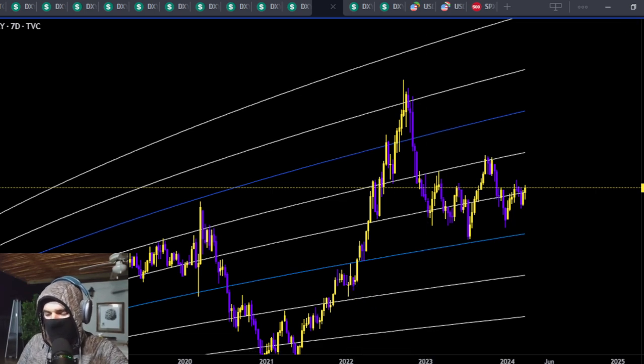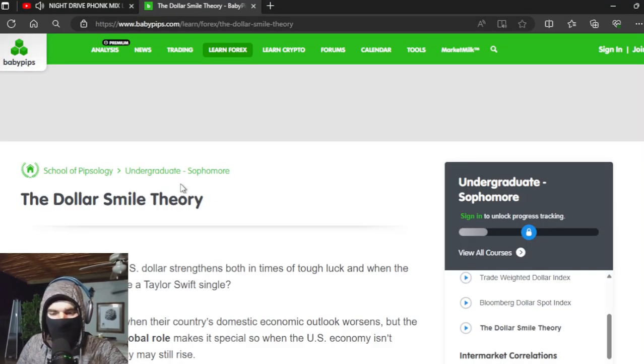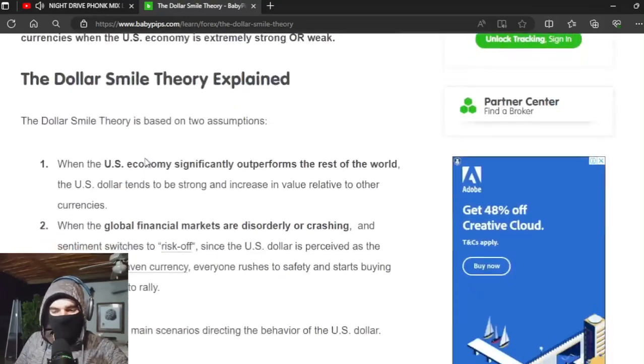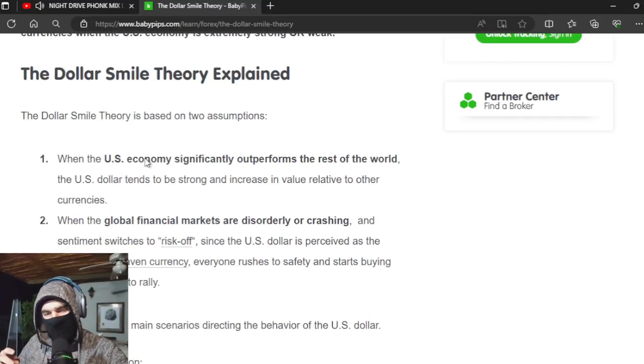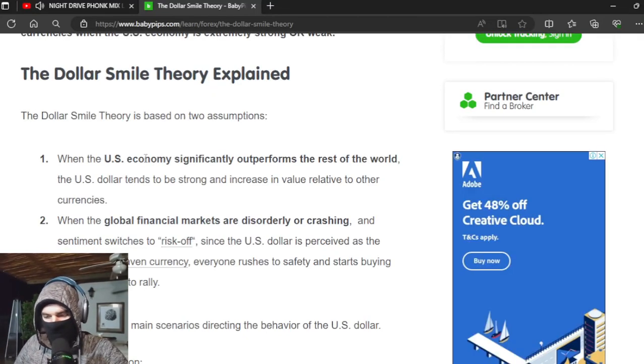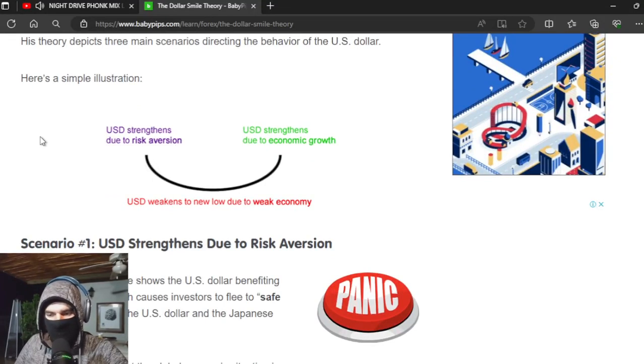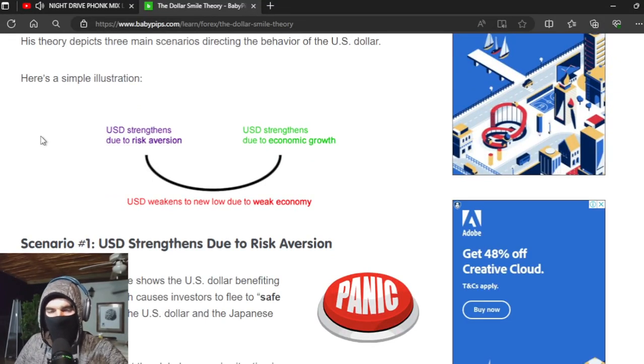Let's open up the first theory that I'm going to talk about. It's called the dollar smile theory. If we were to scroll down, I'll leave it in the links below of this video. And we're going to look at this pendulum. USD strengthens due to risk aversion. So as the stock market starts to go sideways, people are taking profit, which means there's less dollars on the street, which technically means Dixie goes up.